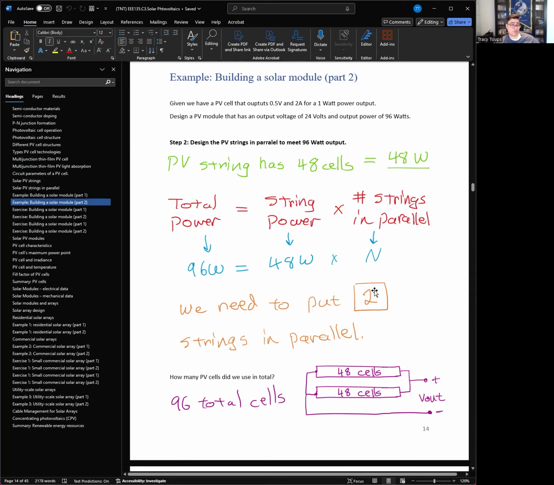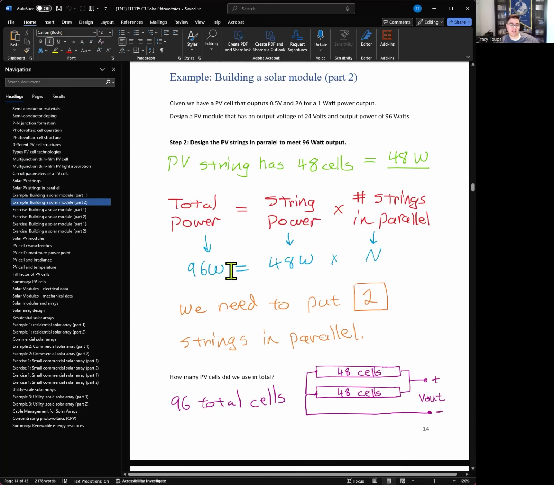We just need 2. So then we just order another 48 cells, put them in series, and now we have 2 strings of 48 cells in series, like here, and we join the negative terminals together, we join the positive terminals together, so now these 48-cell strings are in parallel. How many did we use in total? We used 96 total cells. I call it a 48 by 2 setup: 48 in series, 2 of them in parallel.